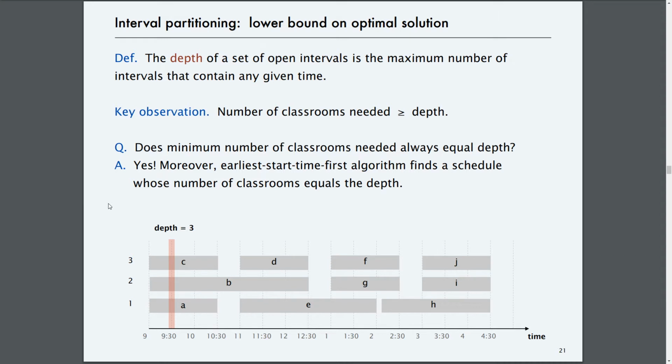And our algorithm, earliest start time first, will find a schedule which equals the depth. So we know that the classrooms needed are at least depth, and our algorithm finds a solution which has the number of classrooms needed exactly equal to depth.